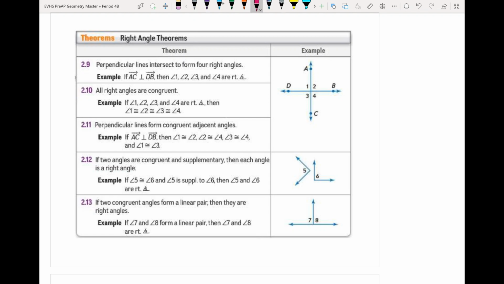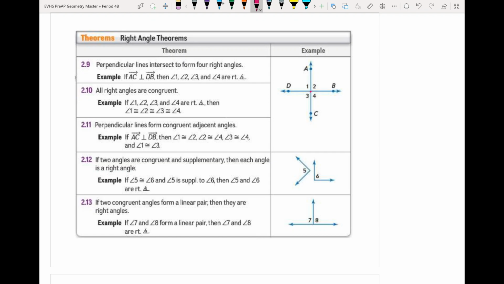Okay, 2.11: perpendicular lines form congruent adjacent angles, which is the same idea. If 2 lines are perpendicular, then the adjacent angles, or the linear pairs 1 and 2, are congruent. They are adjacent, and also congruent.